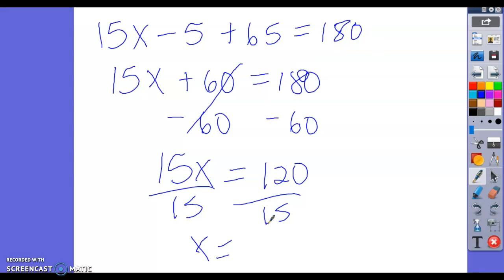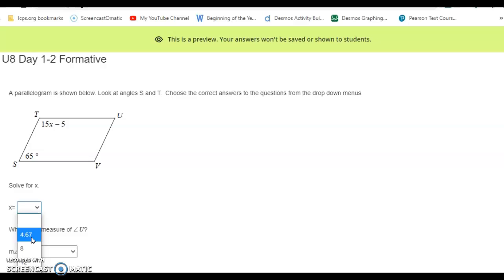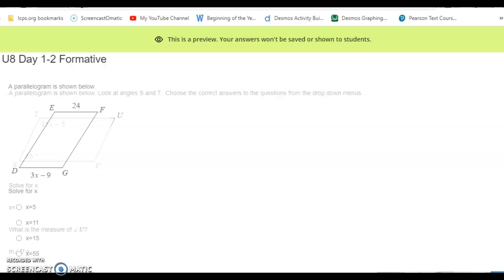Then you solve the equation. You get 120 divided by 15, which is 8. So the value for x is 8. Now it's asking what's the measure of angle U. Well, angle U is opposite angle S. Those should be the same. So 65 degrees. And we are moving on to number 4.